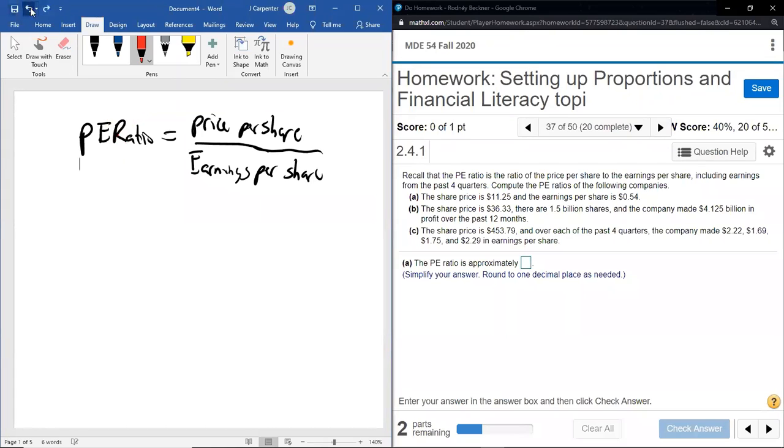Okay, so this is our guiding formula, if you will, that you will have to memorize. The name tells you exactly what it is. PE ratio, not physical education ratio. Price, P, earnings, E. But then you have to remember that both of these are as a per share. All right, so what do we have?